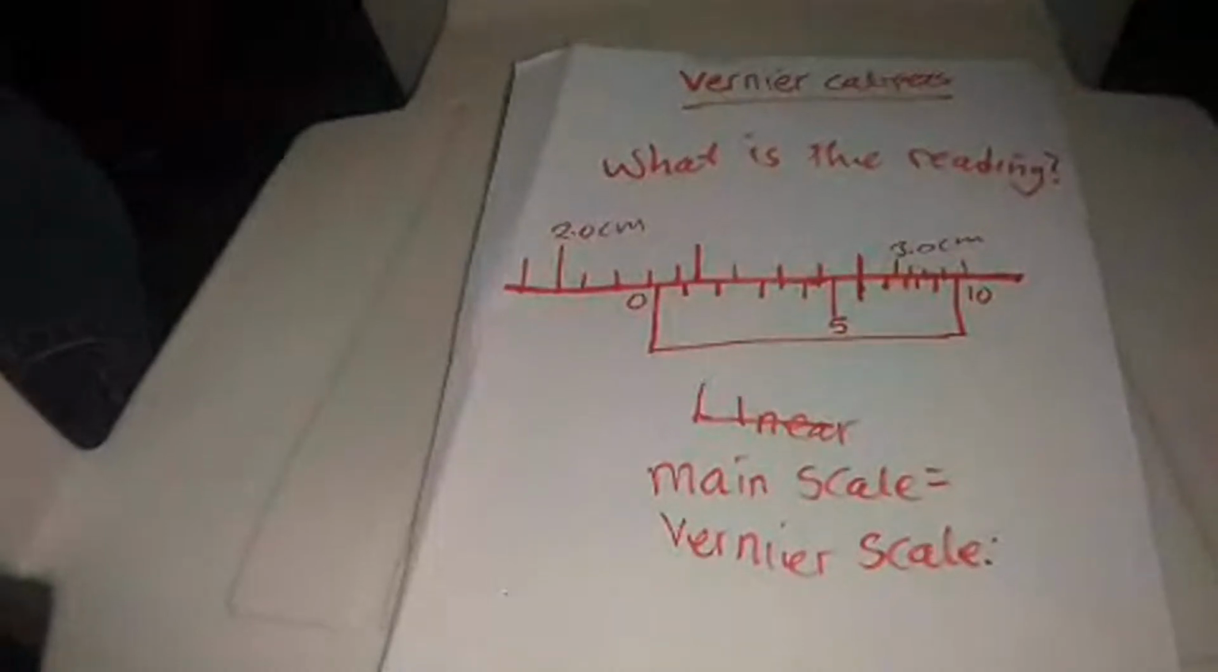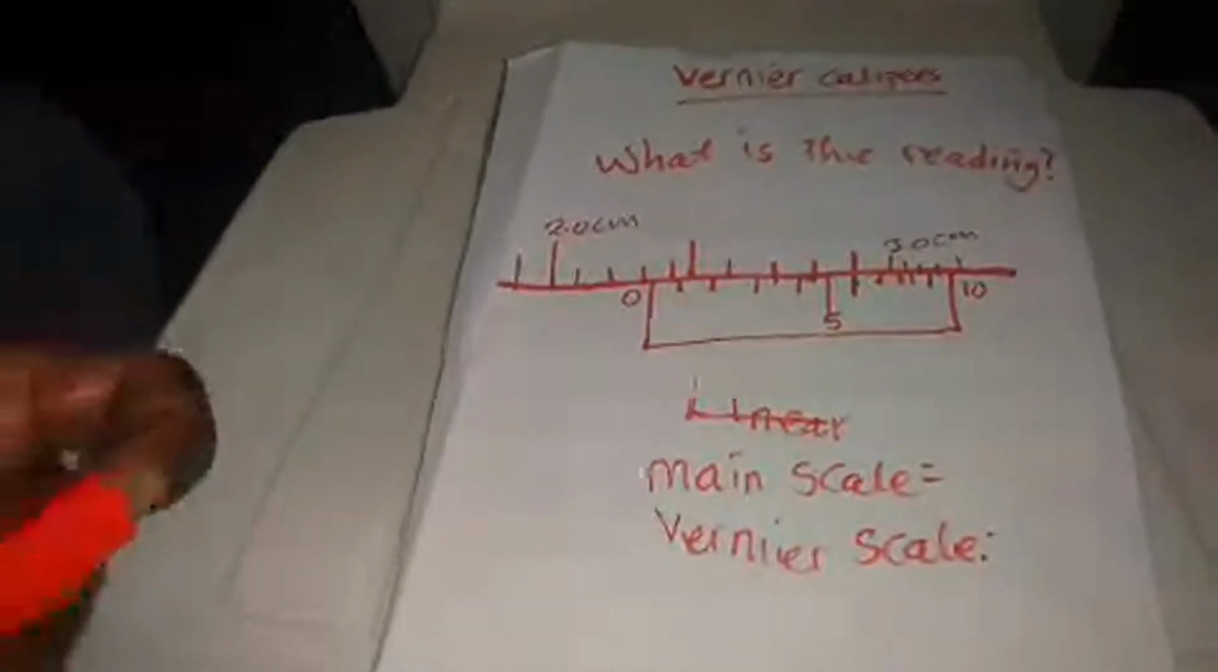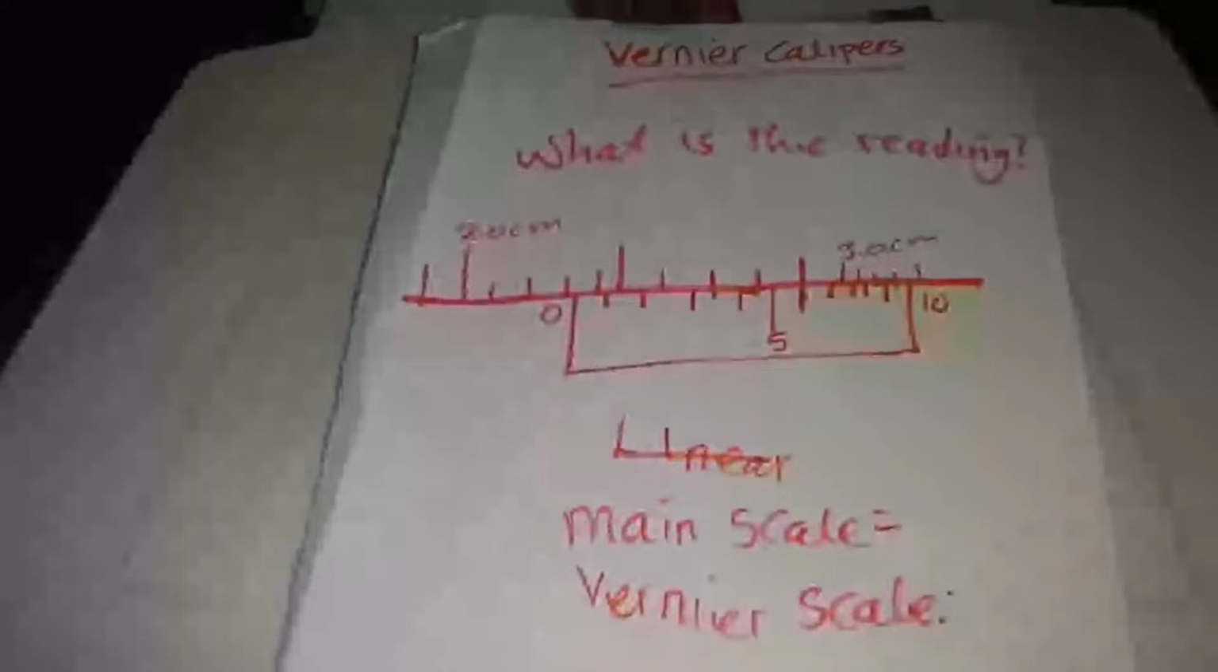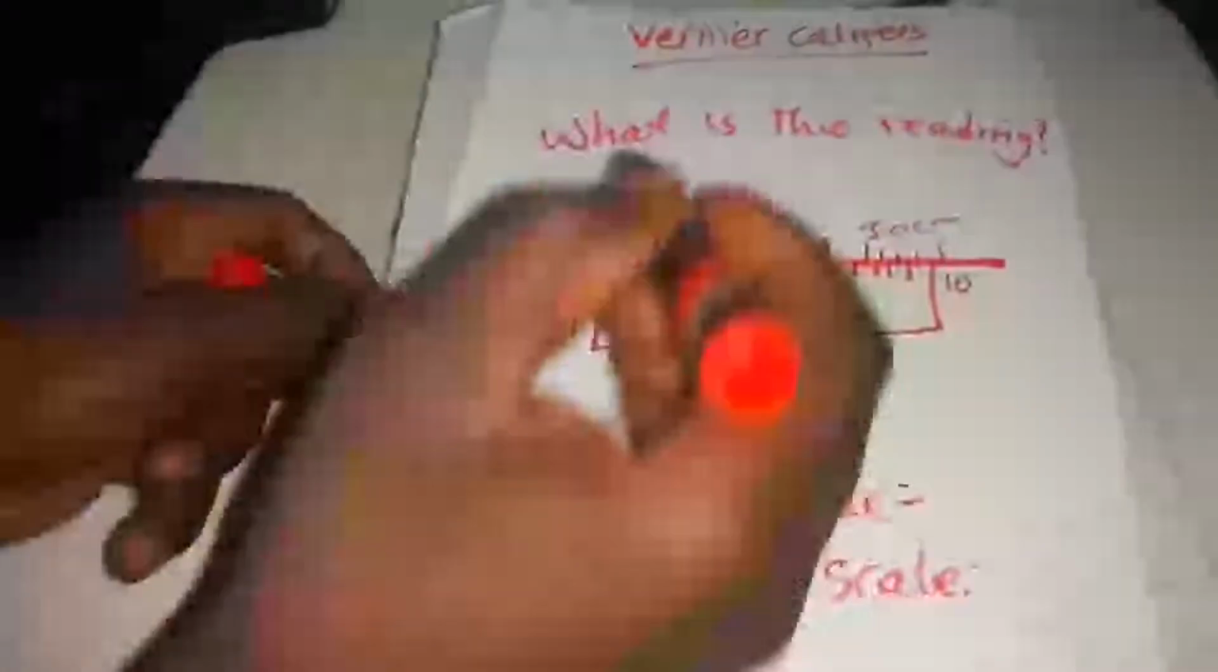Today is physics, so I need to see people join. A main scale and a Vernier scale. The main scale is found here on top. Then down here is called the Vernier scale. There are many terms. Sometimes you can say a main scale, and a Vernier scale also, just the same.